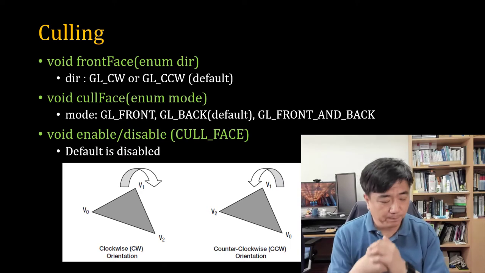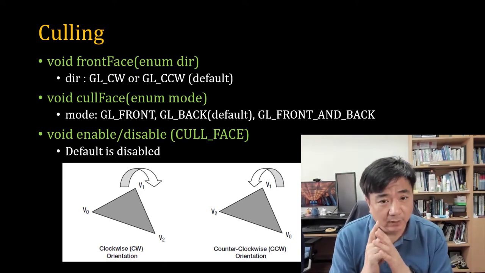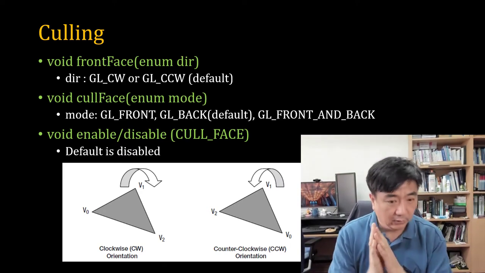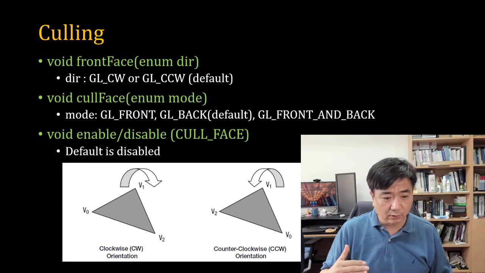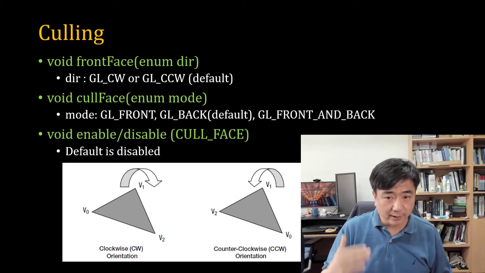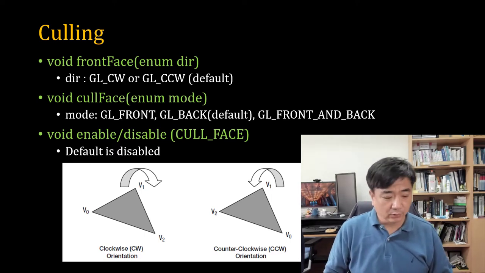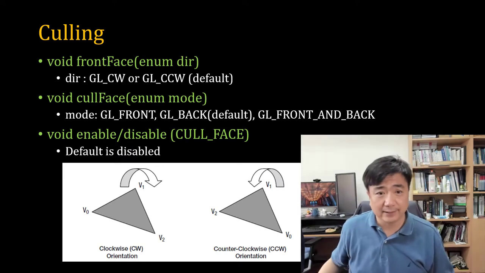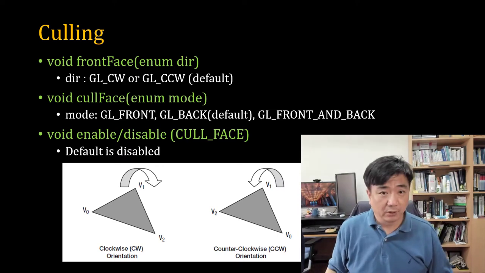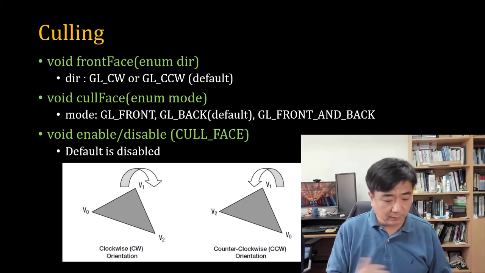Okay, so first, to understand culling, we need to define the direction of orientation of a triangle. Culling only works for the triangle primitive, so it does not work on points and lines, because they don't have a front and back.